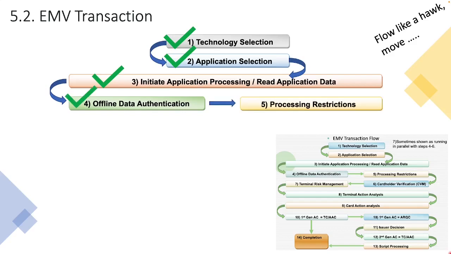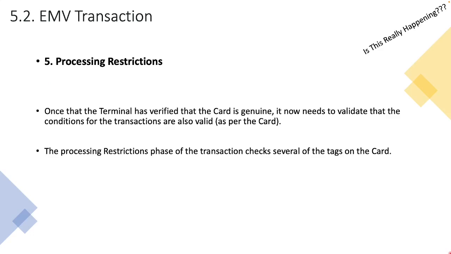Okay, so once we did that, we now come through to the content of today's video, which is processing restrictions. Right, so what is processing restrictions? Okay, processing restrictions phase of the transaction checks several of the tags of the card. So basically, the purpose of this is to validate whether the criteria present in this transaction match what the product rules are for the card and for the terminal, right?